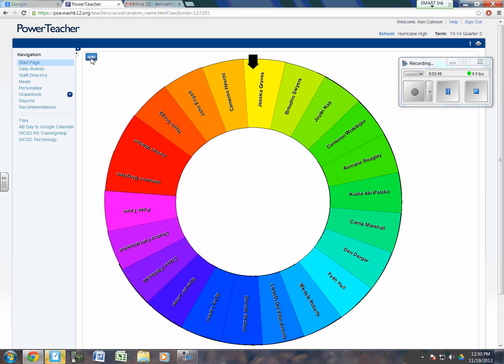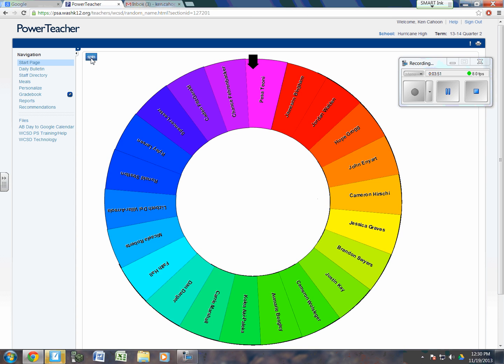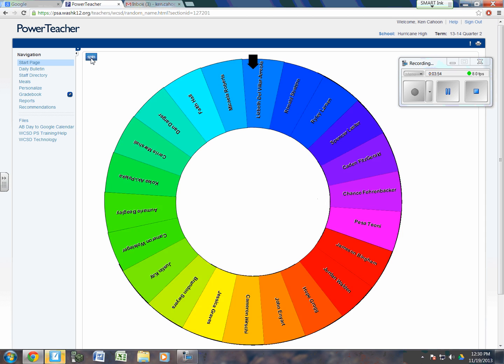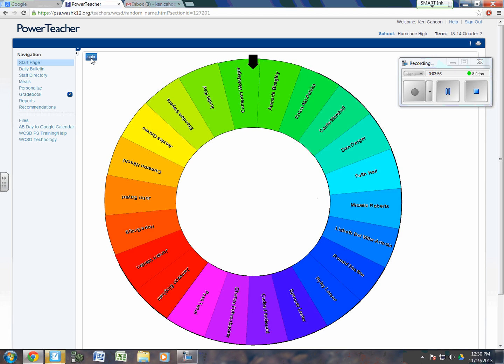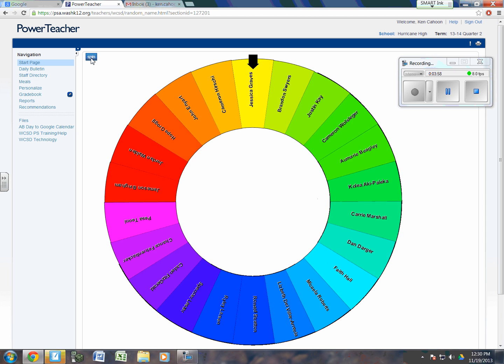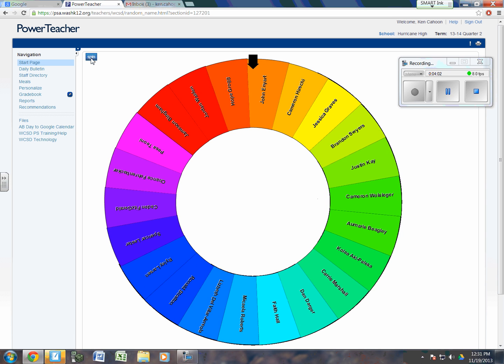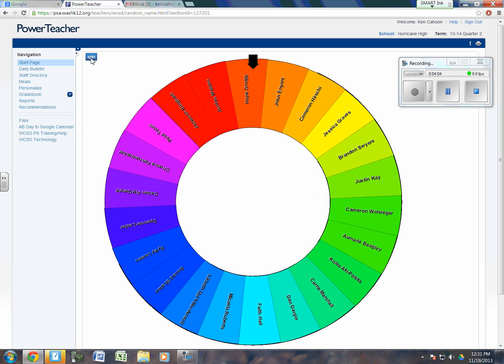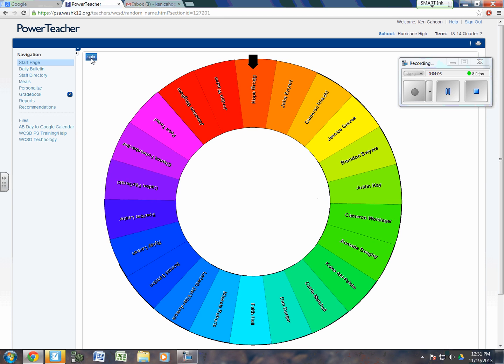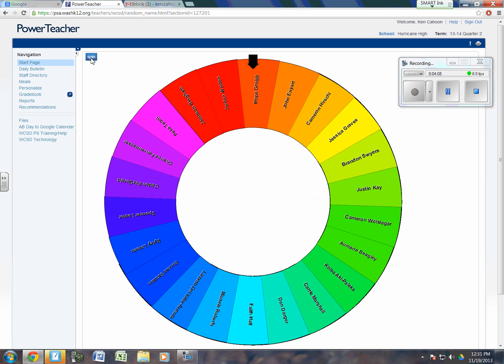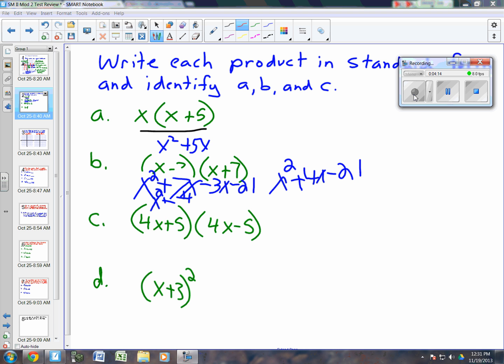Oh, I think this one's going to be... Oh, it's going to be Hope. It's going to be Hope. Hope. Okay. Hope's going to multiply these together.